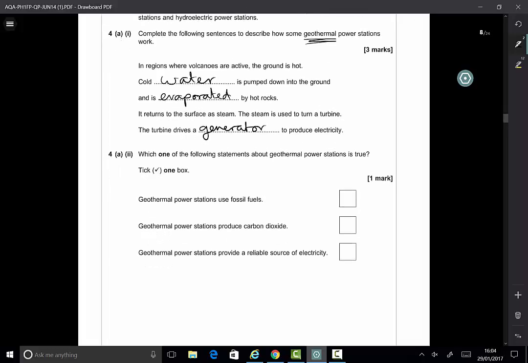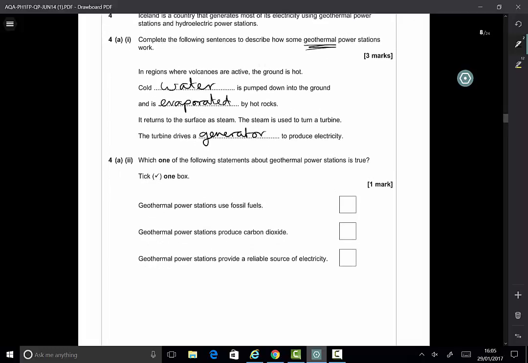Okay, which one of the following statements about geothermal power stations is true? Geothermal power stations use fossil fuels. Well, we've just read how they work and they don't use fossil fuels, so it's not that one. Geothermal power stations produce carbon dioxide. So in this question, there is nothing here that should be producing carbon dioxide. So this doesn't look likely, but we can't rule it out.